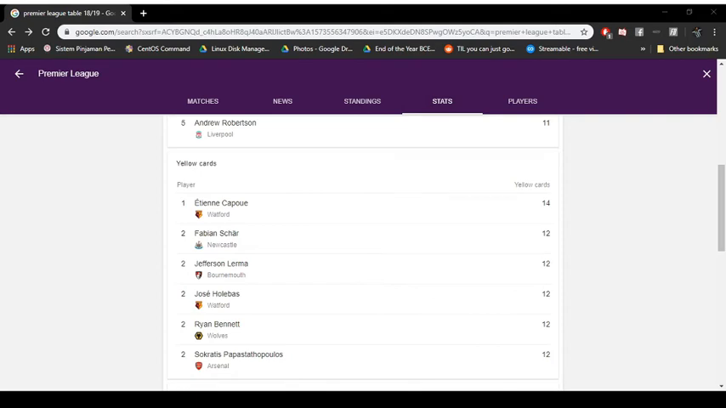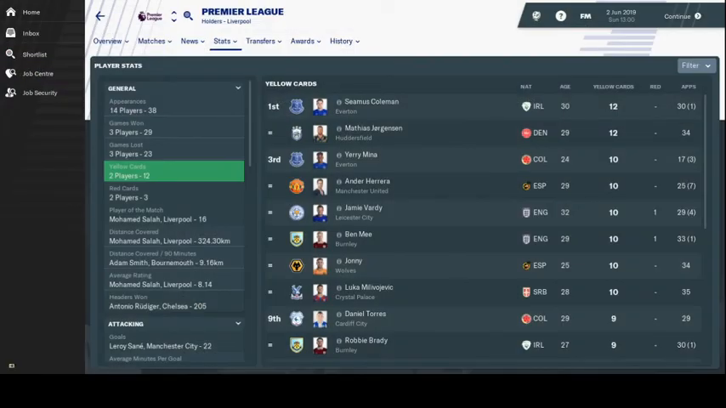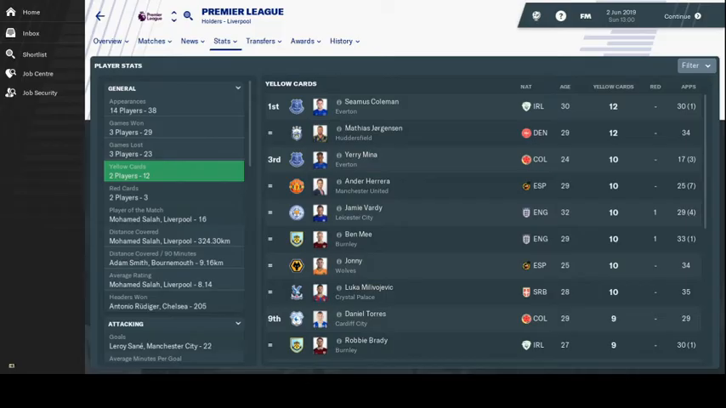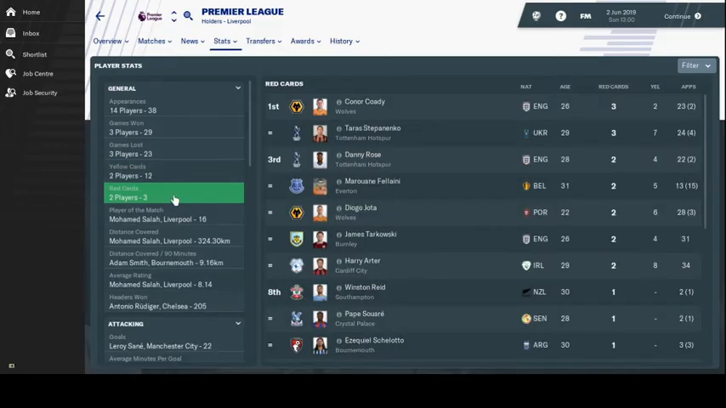Now, the simulation shows that the number of yellow cards collected is almost the same, but in real life, we have Etienne Capoue with 14 yellow cards. Now we move on to red cards. Let's see who collected the highest number.